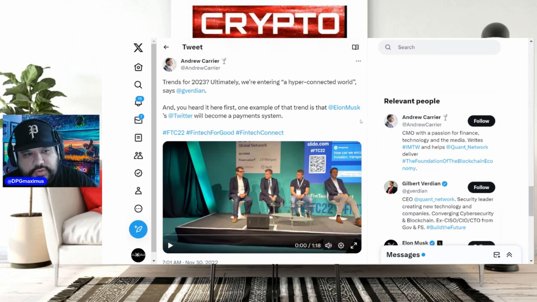So it says trends for 2023. Again, a blast from the past. Ultimately, we're entering a hyper-connected world, says Gilbert Verdin, and you heard it here first. This is the key thing: one example of that trend is that Elon Musk's Twitter will become a payment system.